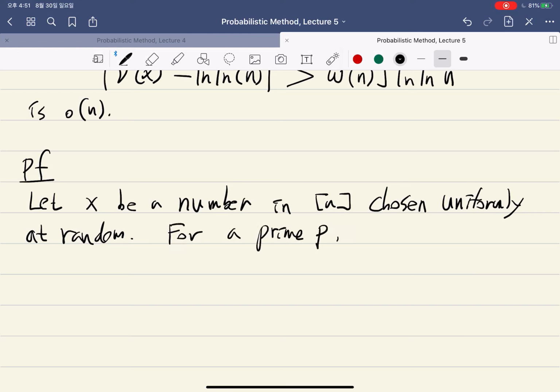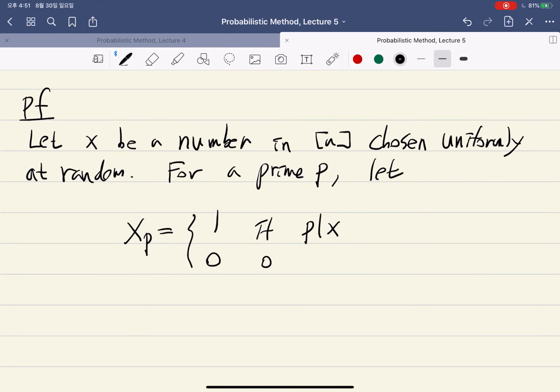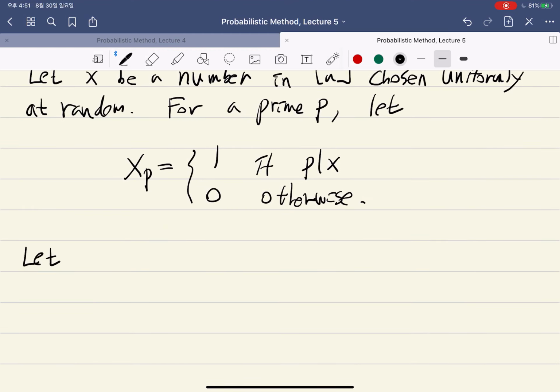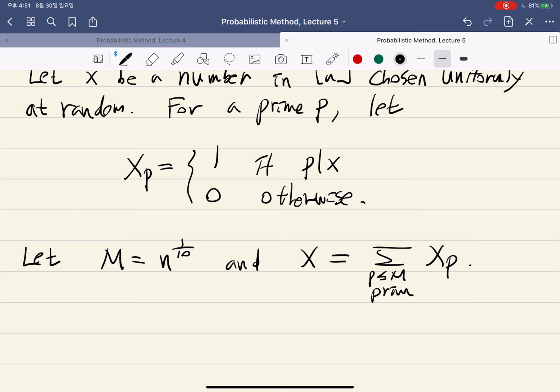And for a prime number p, we let X_p be 1 or 0. This is 1 if p divides x, and this is 0 if not. Then the summation of X_p actually gives nu(x). But for computational simplicity, let m be n to the 1/10, say, and we let X be the random variable which is the sum of X_p over primes p smaller than m. So we count the prime divisors of x which are at most m.